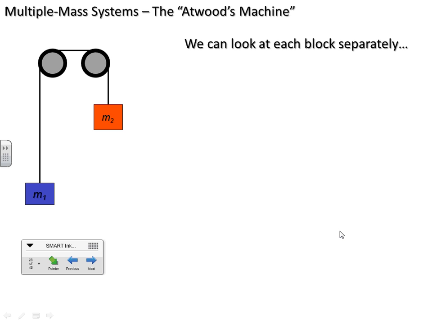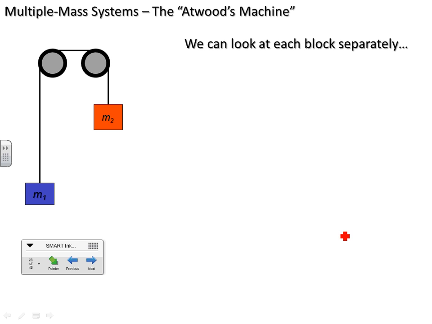We're going to start looking at what we call multiple mass systems. This one in particular, two masses hanging vertically from two pulleys, is called an Atwood's machine. It doesn't even have to be two pulleys; it can just be one pulley, where the blocks just hang on either side of it like that. It's called, for whatever reason, an Atwood's machine. Feel free to go look up who Mr. Atwood was.